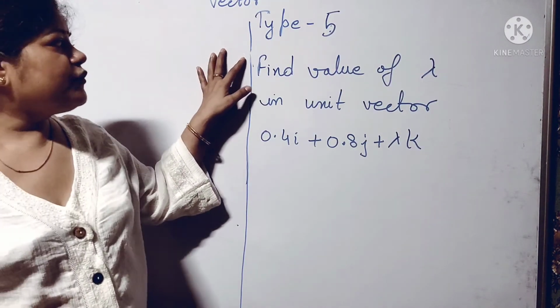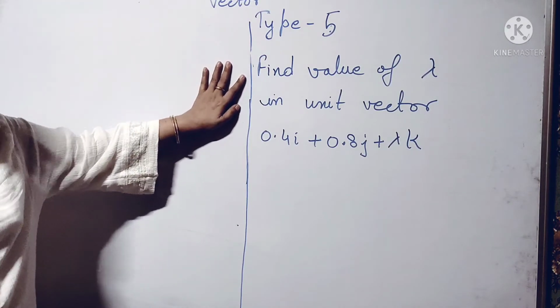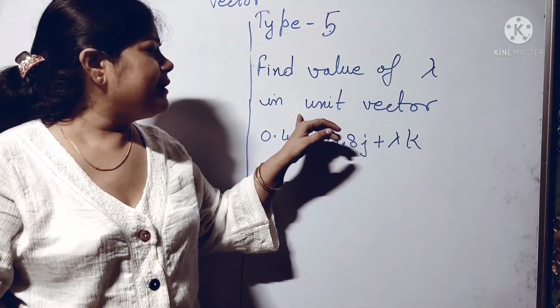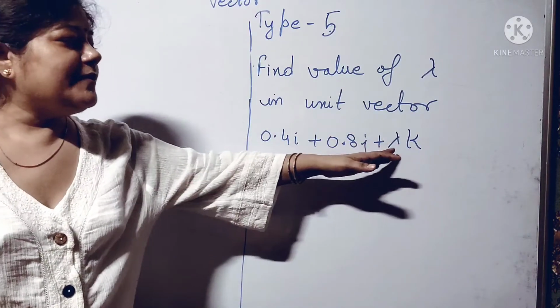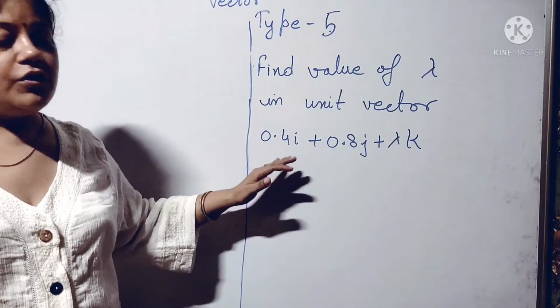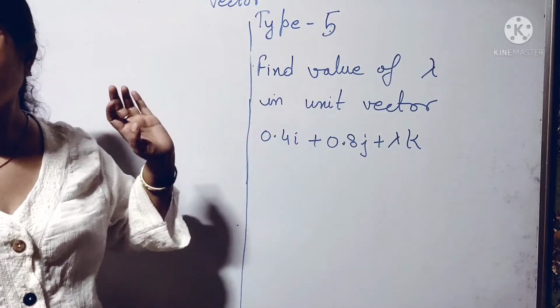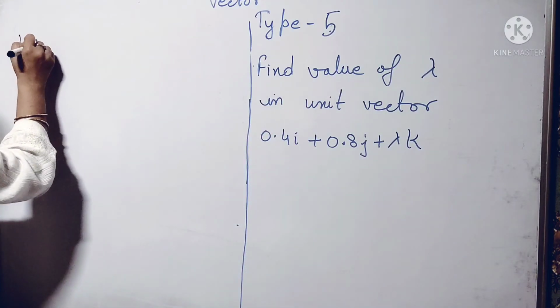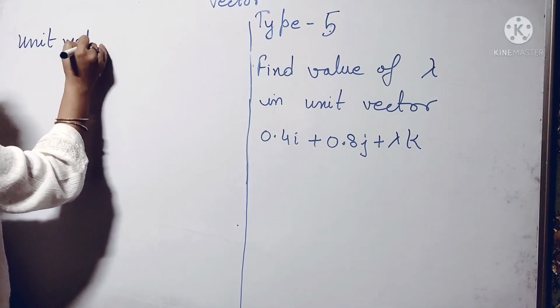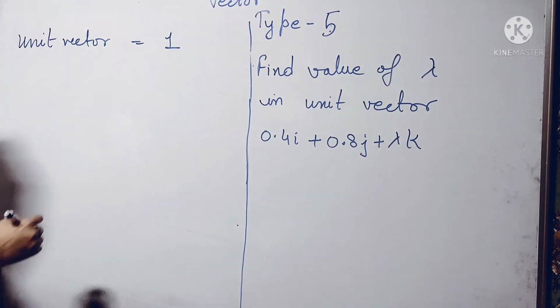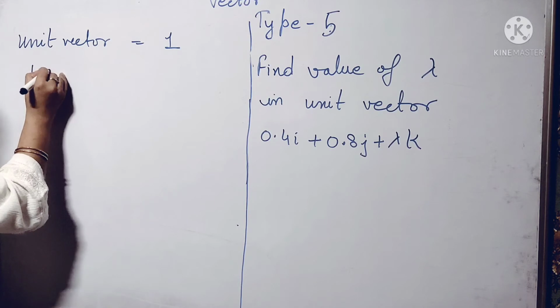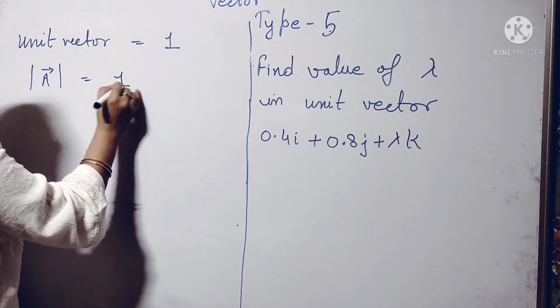Sometimes there is a type of question which is asked also in the examinations. Find the value of lambda in the unit vector this. हमें यहाँ पे लैम्बडा की वैल्यू निकालनी है और ये वेक्टर दिया है और ये कहा गया है कि यूनिट वेक्टर है. तो यूनिट वेक्टर की प्रॉपर्टी होती है, it is equal to 1. That means mod of this vector is 1.